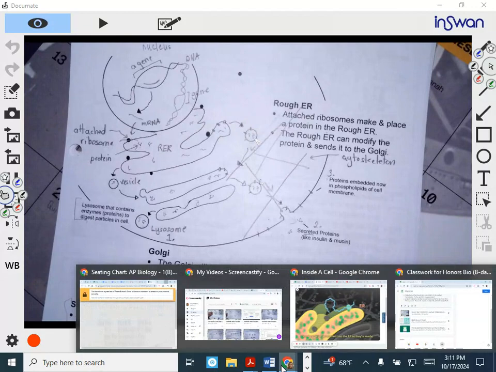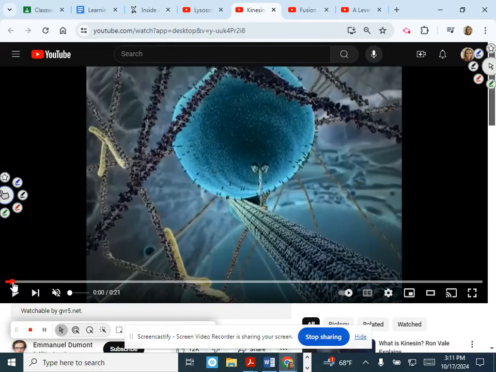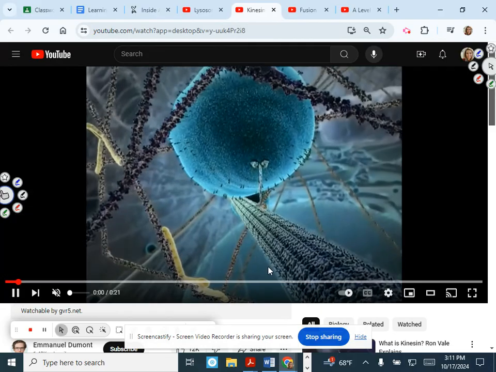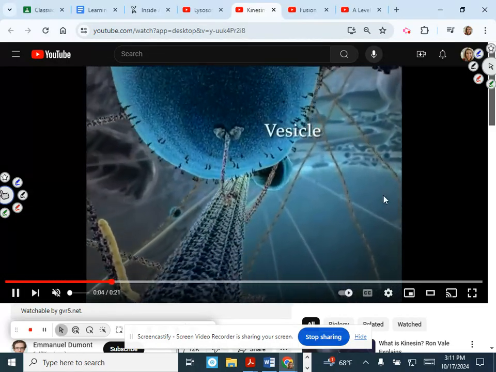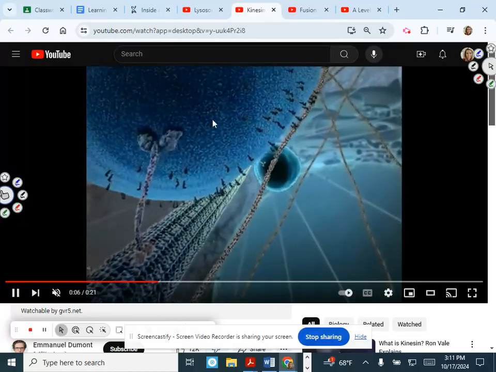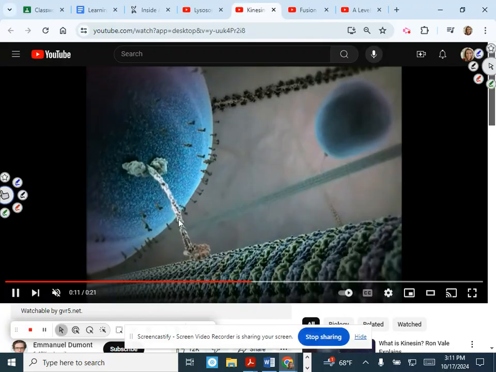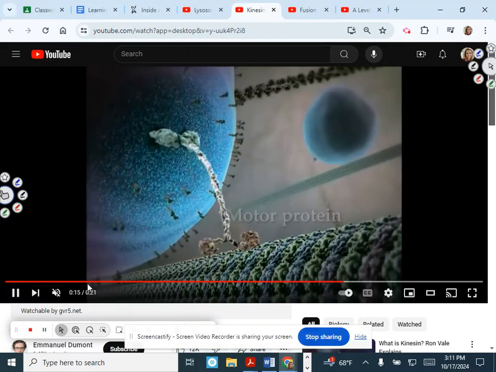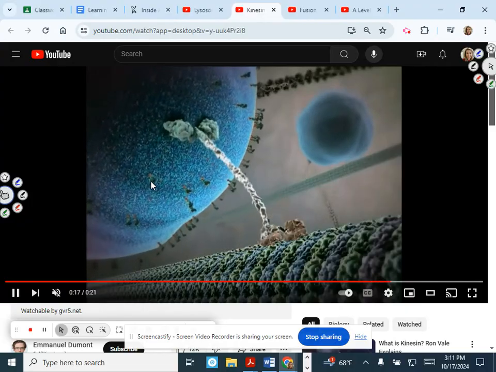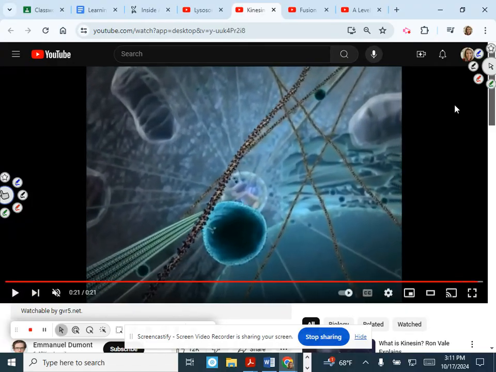I do have a video that shows you more what that looks like. So this is kind of showing you, this is cytoskeleton. This is the beams that crisscross all throughout the cytoplasm. And then this is a vesicle, and inside of it we'll have molecules like proteins. This is that protein that has little legs, and again, it looks like it's walking along that cytoskeleton, and it's taking that vesicle from one side of the cell to the other side of the cell.